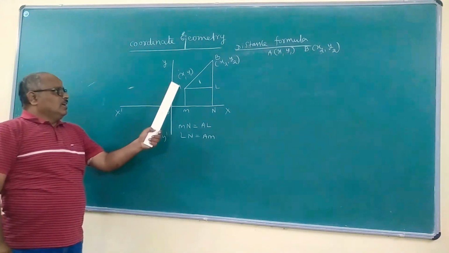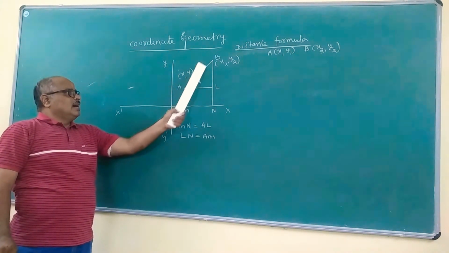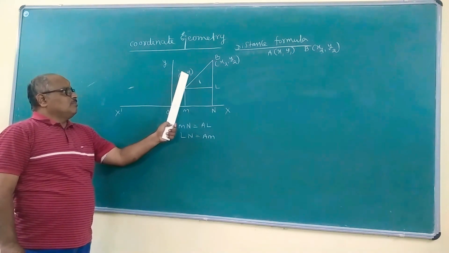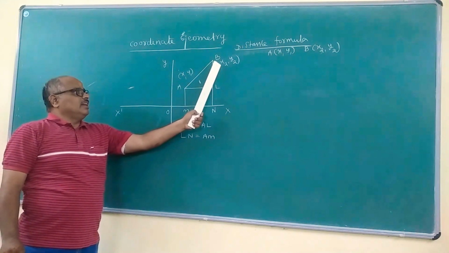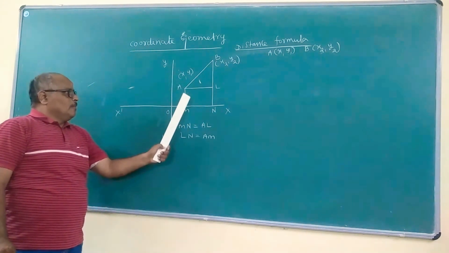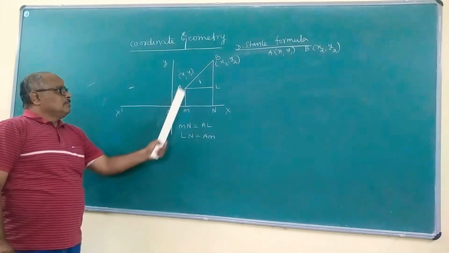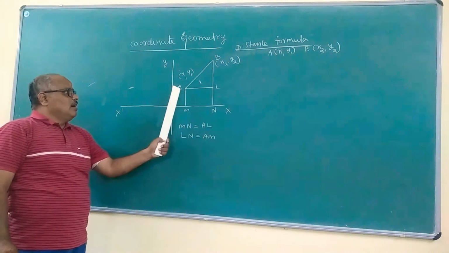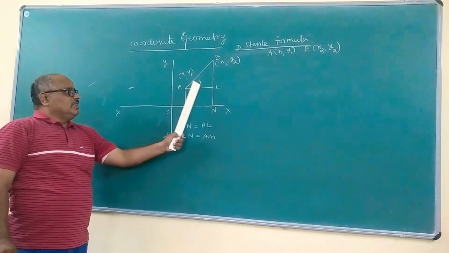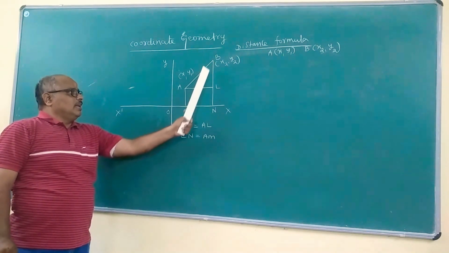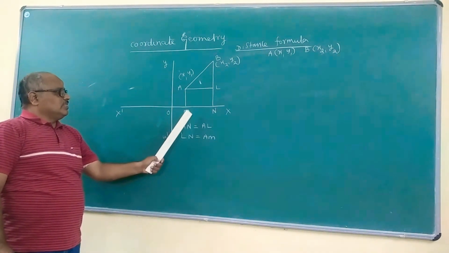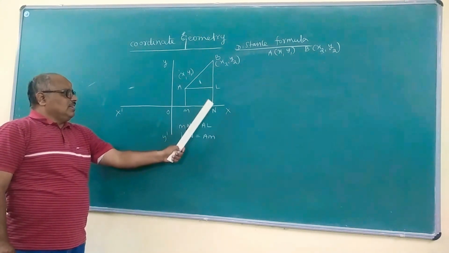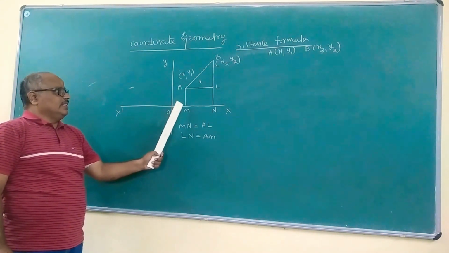AB is a line lying in the first quadrant, where the coordinates of A are x1, y1 and the coordinates of B are x2, y2. Draw AM and BN perpendicular to the x-axis. Also draw AL perpendicular to BN such that MN is equal to AL and LN is equal to AM.